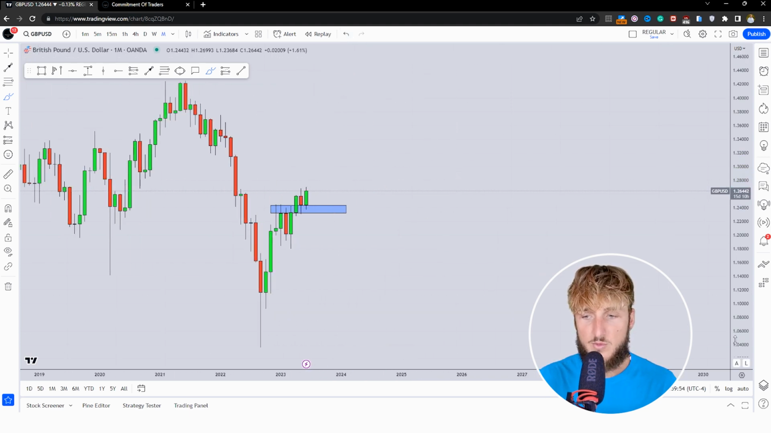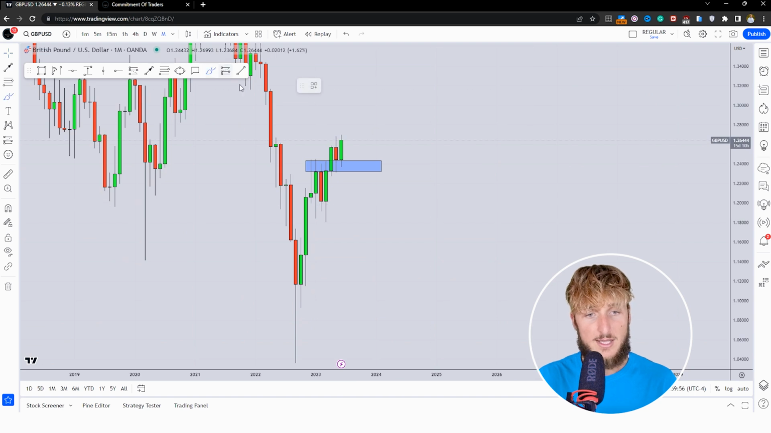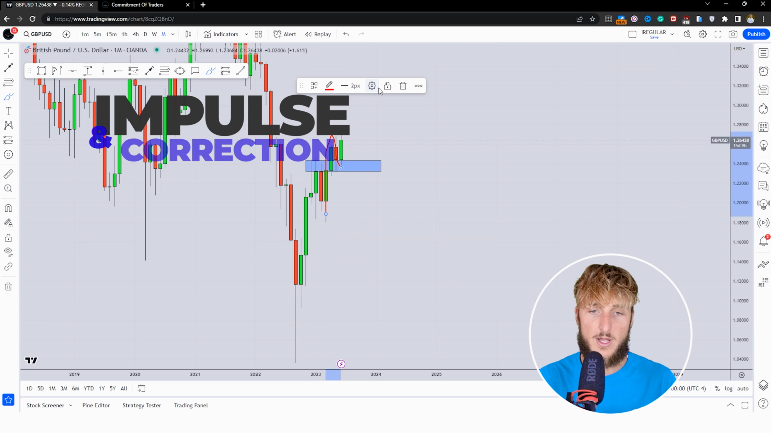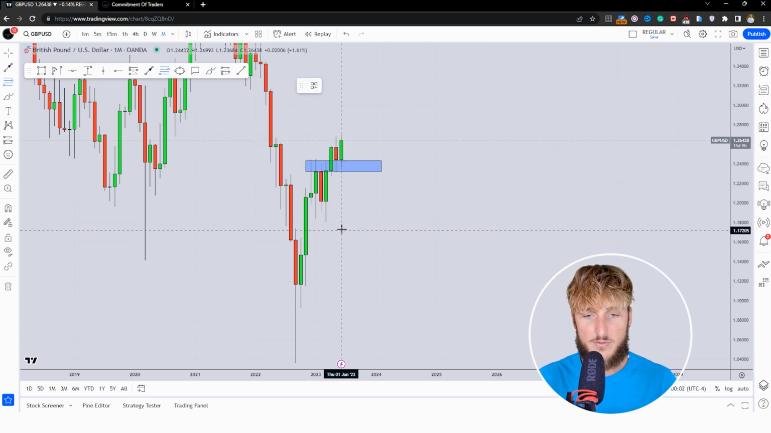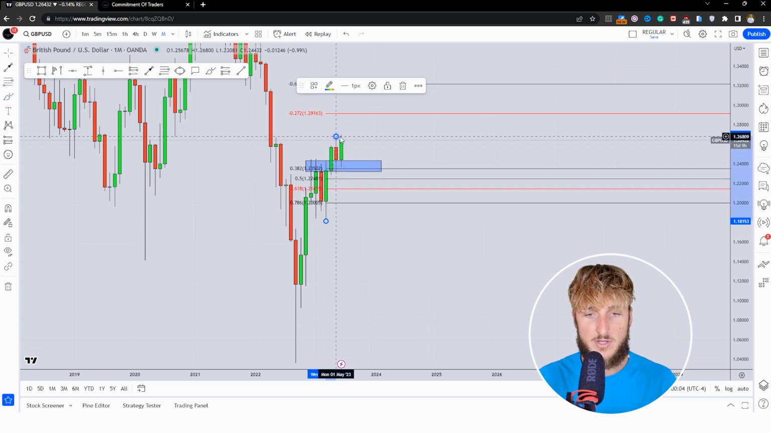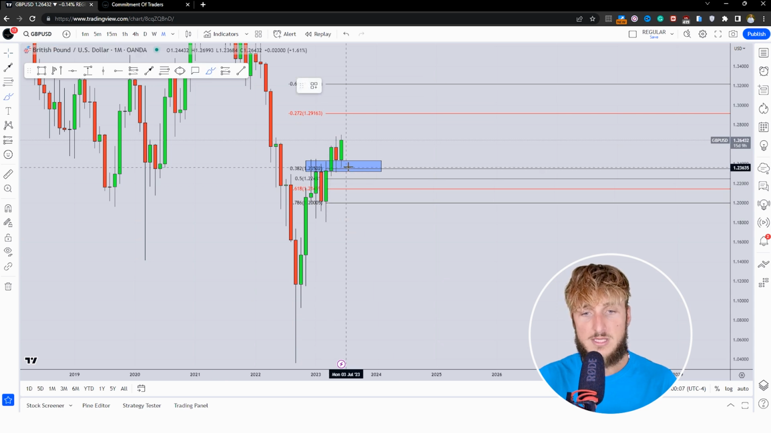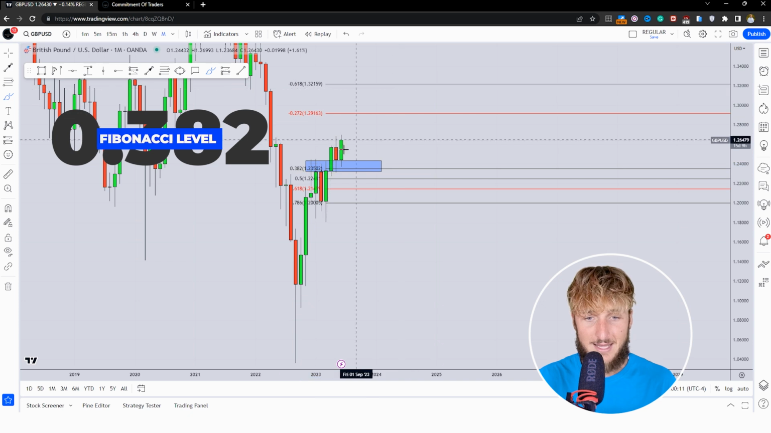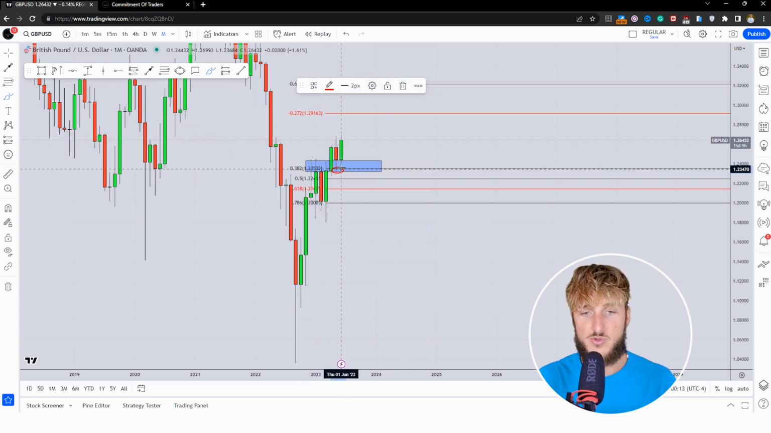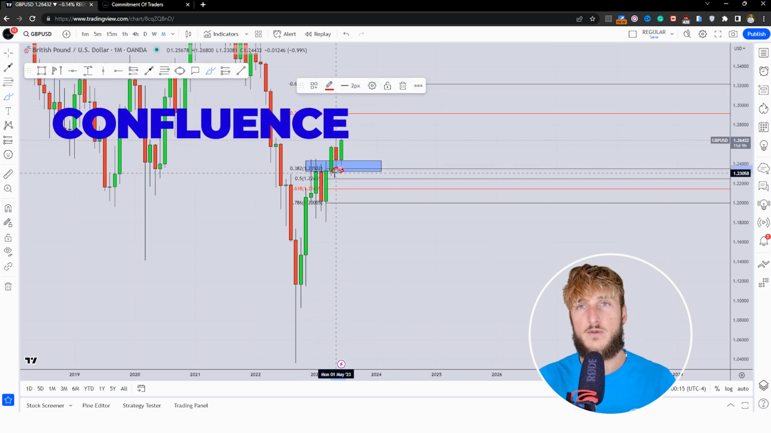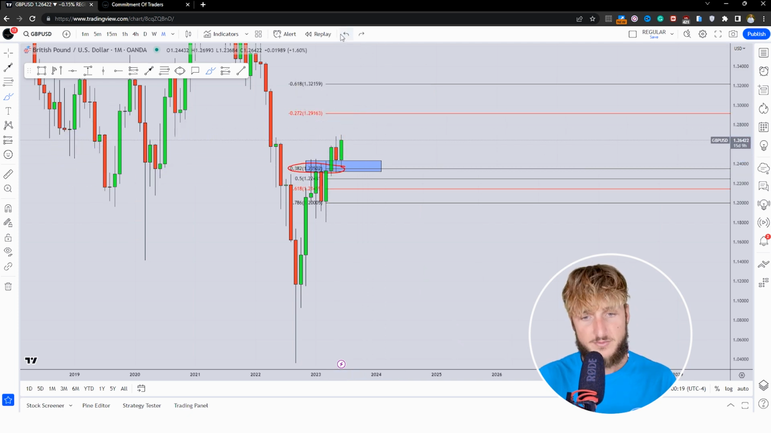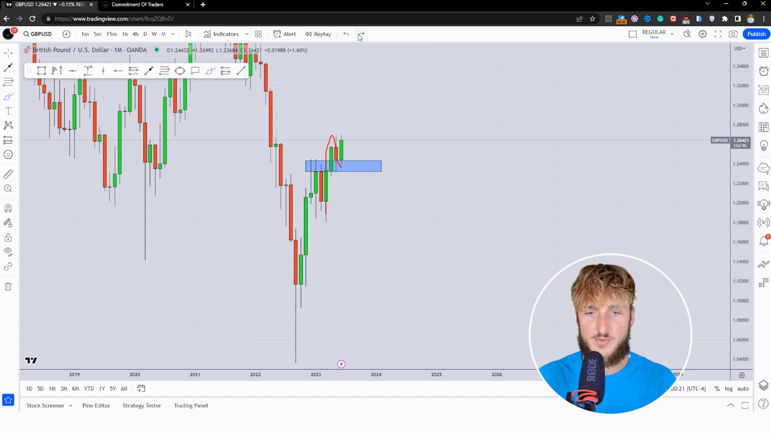Now, if we zoom in, we can also notice how, in general, since we have the creation of an impulse and correction, if you want to measure the correction after an impulse, you have to take your Fibonacci from the low to the high of the impulse leg. And if we do that, we can see how we have a perfect 0.32 Fibonacci retracement lining up with this previous resistance turned support, creating confluence of support at this level, which we could in fact expect this market to test and then to reject to the upside.